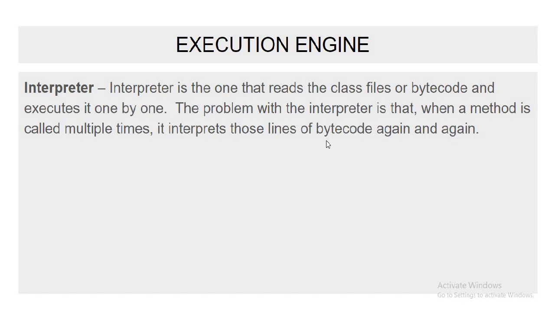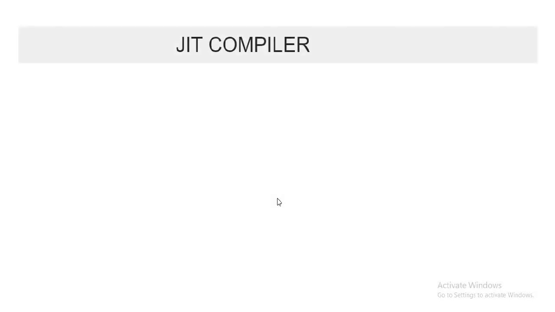Normally, suppose in our Java classes we have several methods, like a method demo. If it is called multiple times, then every time the method is called, the interpreter will read the instruction again. That will lead to performance degradation. To solve that, Java introduced the JIT compiler. Now I will explain how the JIT compiler resolves the issue.